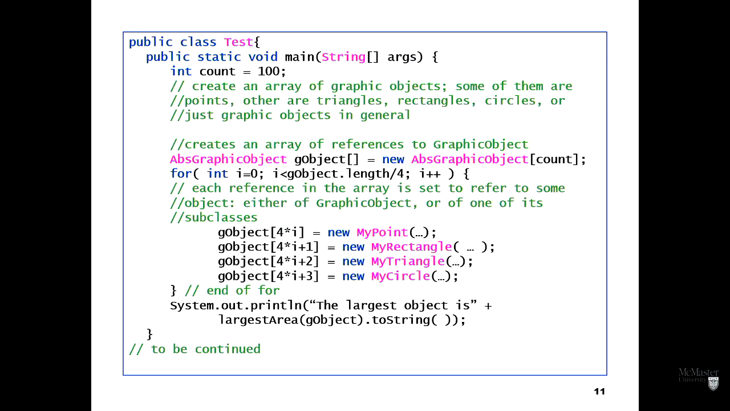You create references. So yesterday we said you create references, or you define references, by declaration, not by the new reserved word, right? So if you want to just create references, you would say abstract graphic object and then my object, without saying equal new abstract graphic object, right?